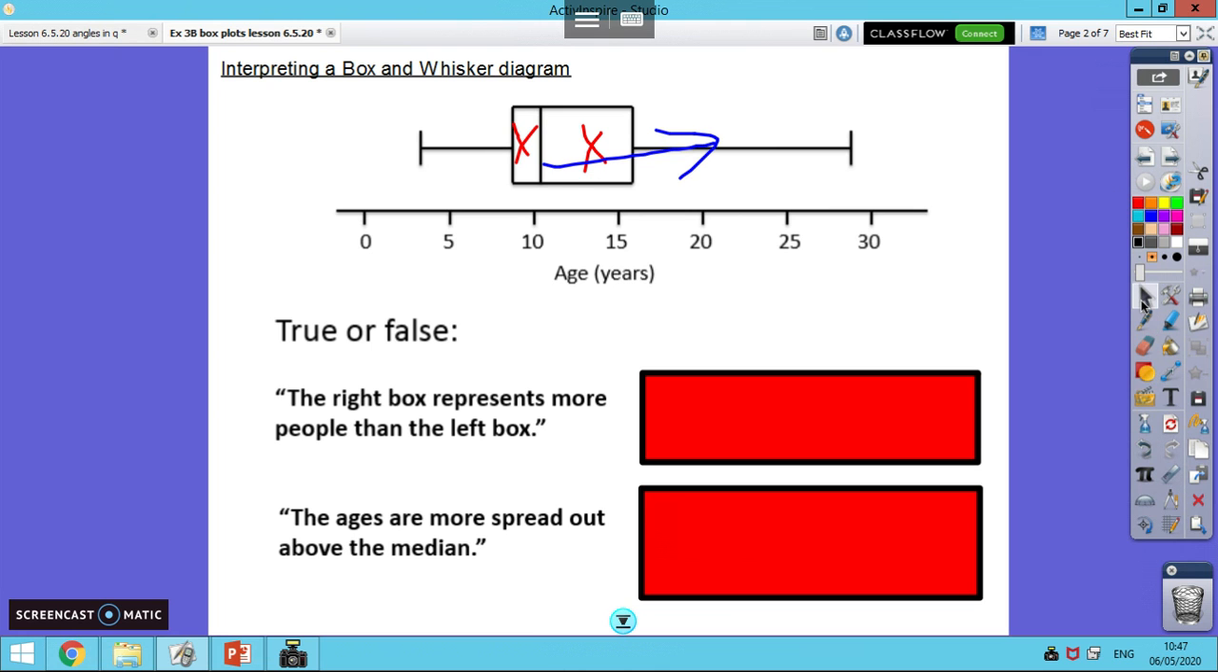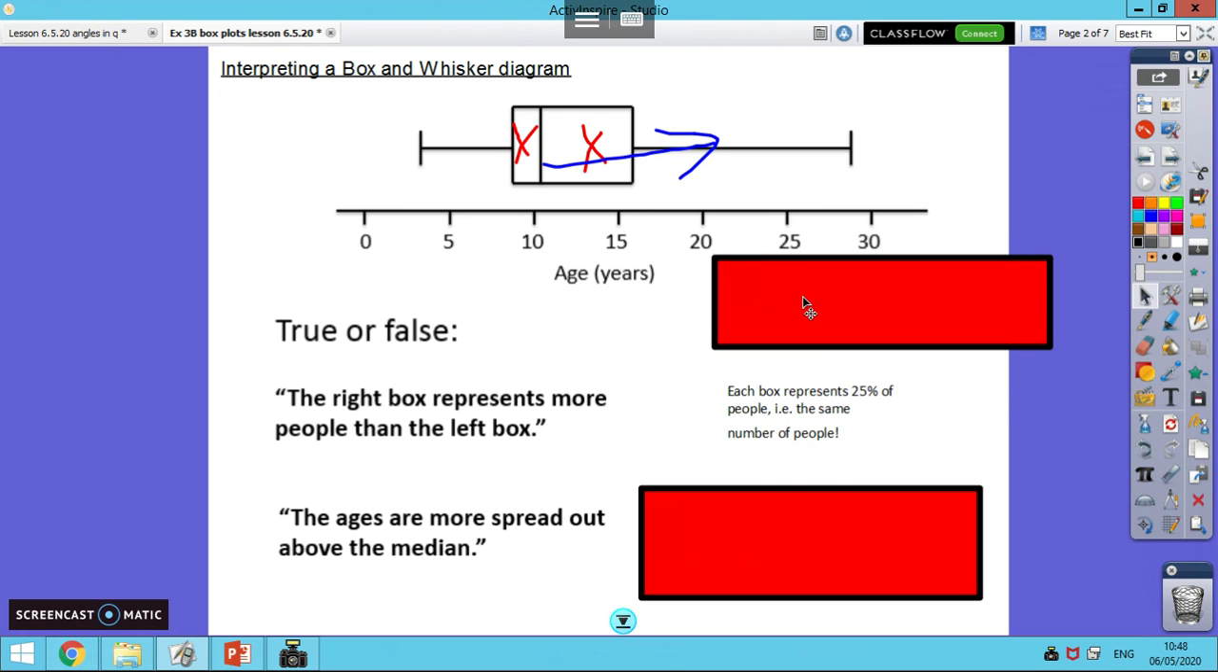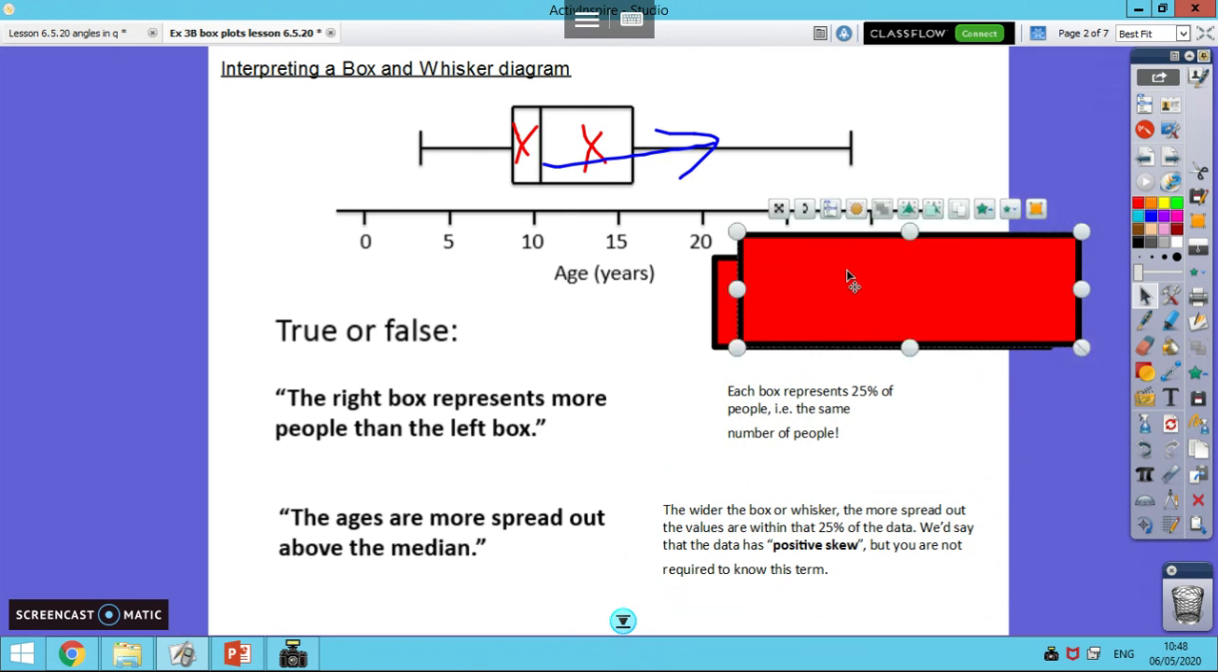So let's have a look. The right box represents more people than the left box. That's actually false. Each box represents 25% of the people, so the same number of people. So even though it looks like a bigger shape, it doesn't mean that there's more people involved. What it actually refers to is the spread of the data. The wider the box or whisker, the more spread out the values are. So that second statement is actually true. The ages are more spread out above the median, and that's why the box is larger.